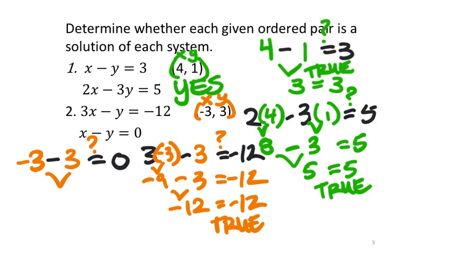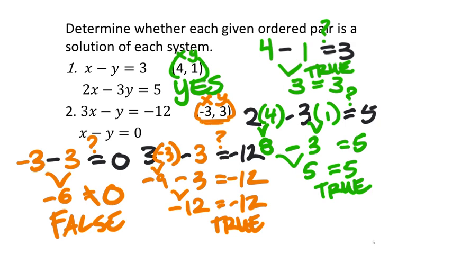Just using the calculator to make sure, -3 minus 3 is actually -6. Well, -6 does not actually equal 0. That's false. Okay. Since it's false, then the original ordered pair there, (-3, 3), is not a solution. So I'm going to say no, it is not a solution.